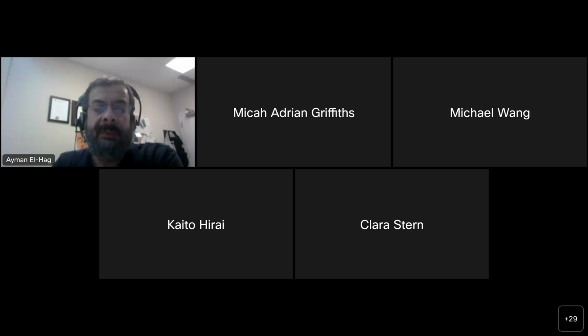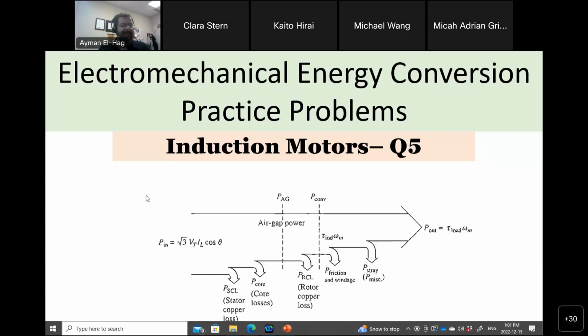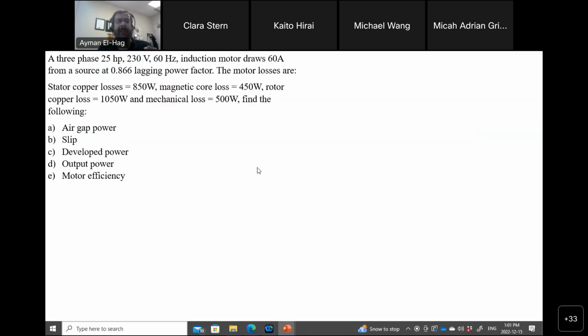This is an induction motor question, and it is a relatively easy question. It's not a hard question, as we will see. Again, I tried to have questions that cover a wide range of problems, as well as something that we did not discuss before. So here we have a three-phase, 25 horsepower, 230 volt, 60 hertz induction motor that draws 60 amps from a source at 0.866 lagging power factor, and all the losses are given, and then you are asked to find certain things.